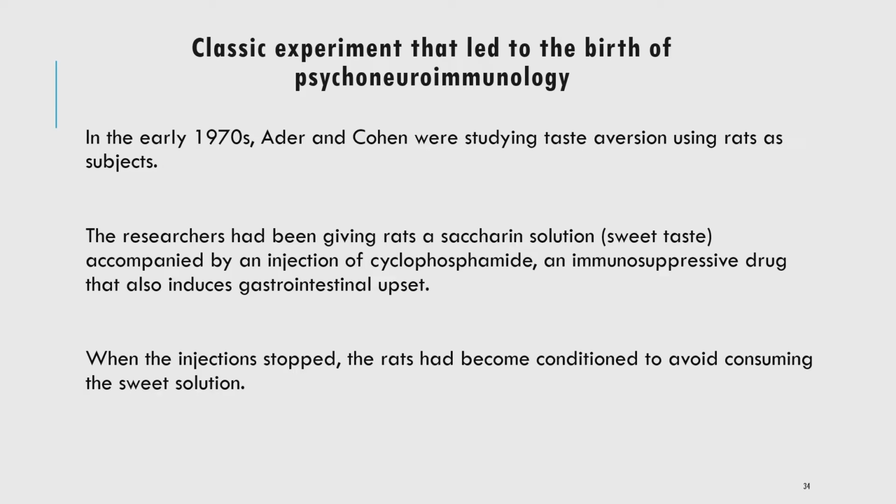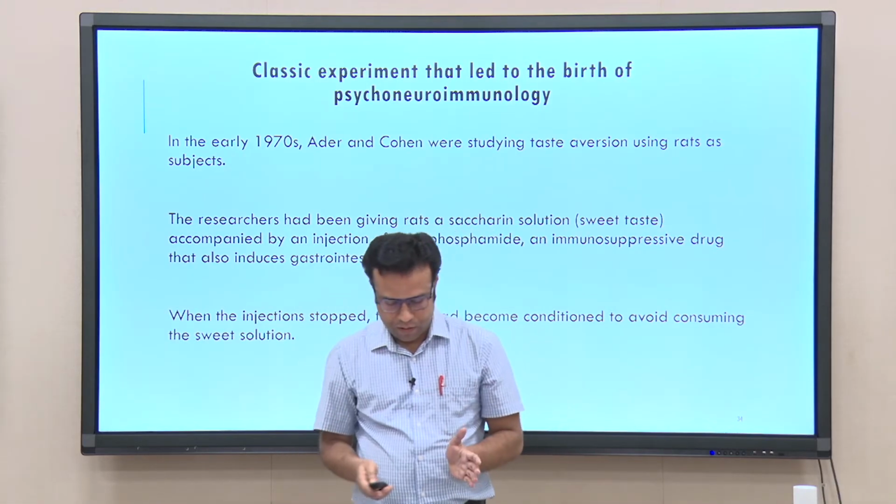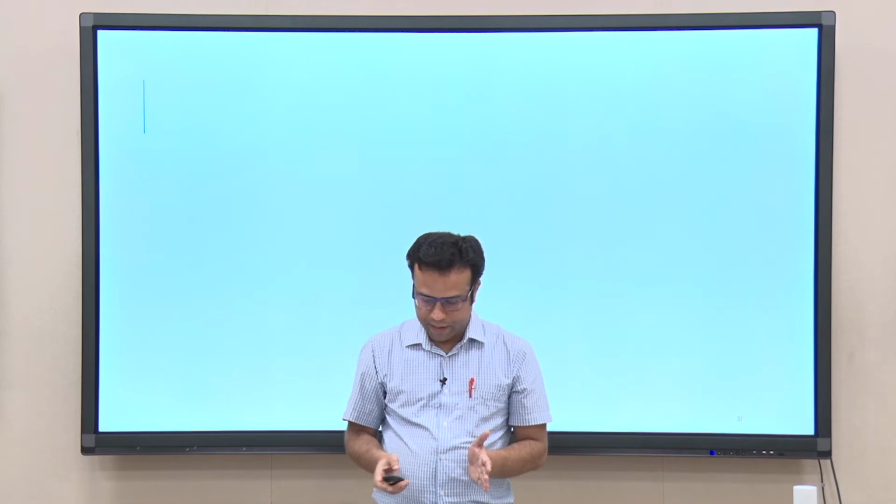So, when this saccharin solution was given to the rat along with this injection of the drug, they learned to avoid saccharin. They learned a new response to saccharin, which they earlier used to prefer. Now, when it was associated with a drug which caused stomach upset, they learned to avoid saccharin solution because of the association with a drug which caused the stomach problem.